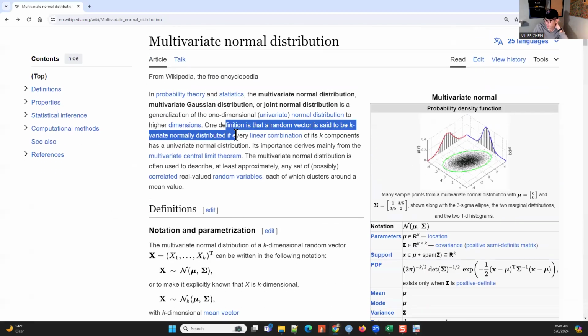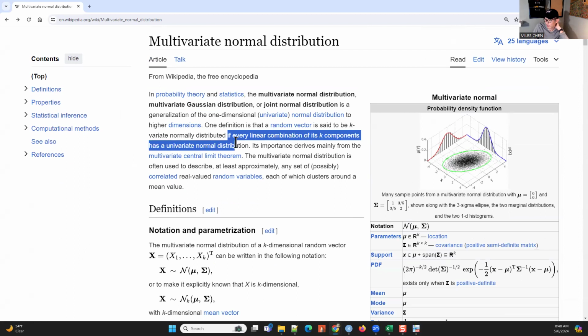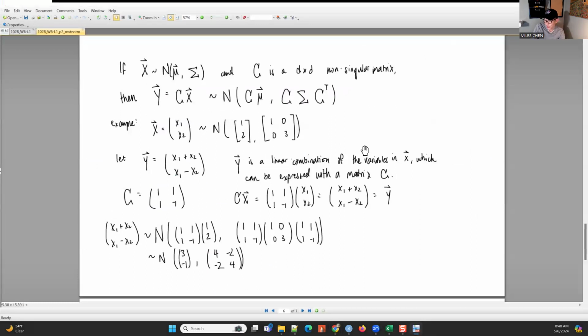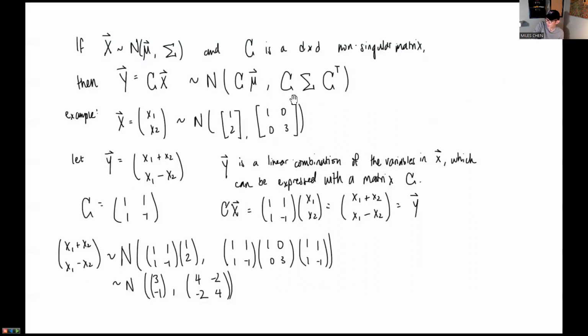One definition is that a random vector is multivariate normal if every linear combination has a univariate normal distribution. Here we're saying that if X is multivariate normal, then any linear combination is too. Y is just some matrix C, which defines a linear combination of the variables of X, and then this will be normally distributed.